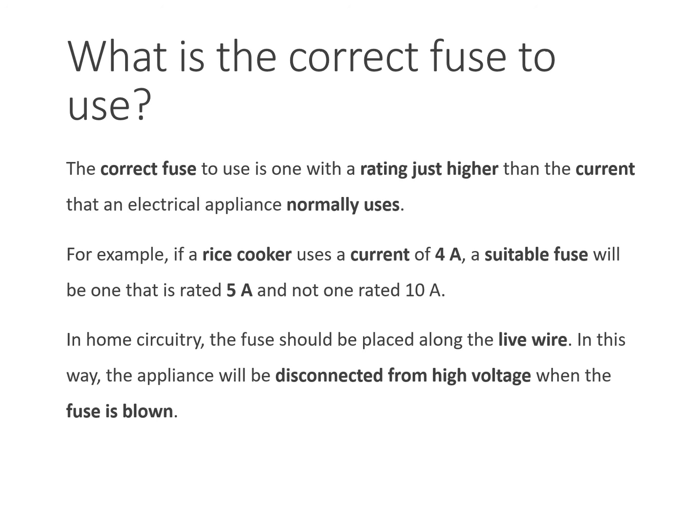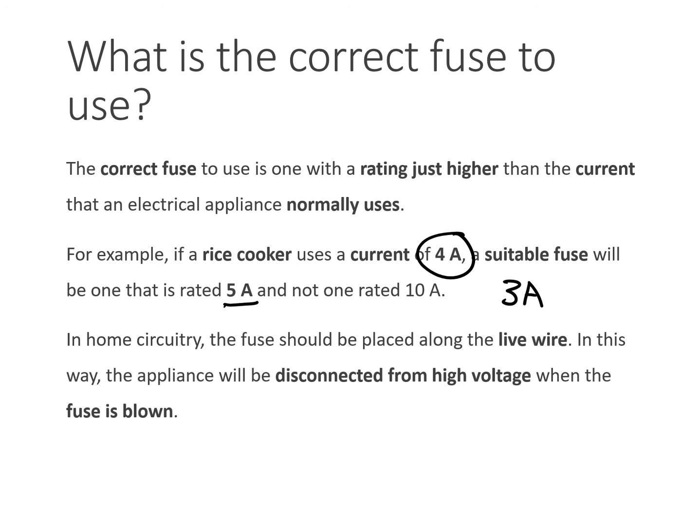So what is the correct fuse to use? Well, say for example, you have a rice cooker, and the rice cooker needs a current of 4 ampere in order to operate. Then you will choose a fuse that is slightly larger than 4, but not too large. So 5 will be a good option, but you wouldn't choose one that's much larger like 10. Neither will you choose, for example, 3, because 3 ampere means you won't even allow 3 ampere to pass through.